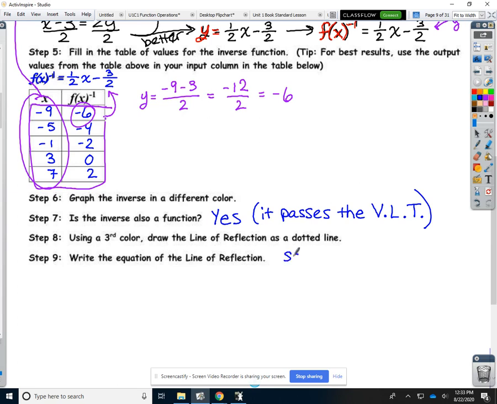Write the equation of the line of reflection. This is the same for every single equation and its inverse. The equation of that line is the line y equals x. Just so you know, in the form y equals mx plus b, that's 1x plus 0. So m is equal to 1, but this line has a slope of 1 and a y-intercept of 0.